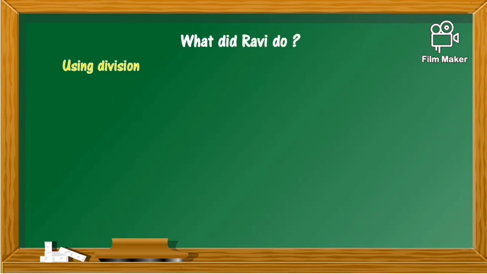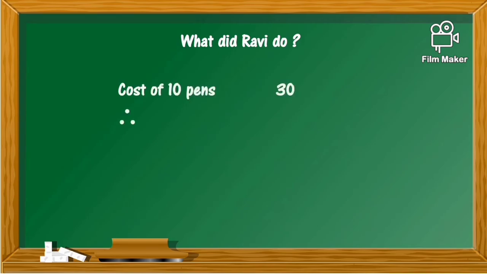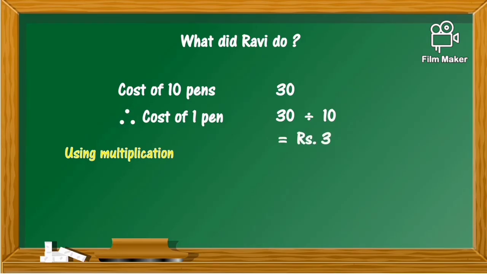So what did Ravi do? First, using division, he calculated the cost of 1 pen. Cost of 10 pens is 30. Therefore, the cost of 1 pen is 30 divided by 10, equal to 3 rupees.